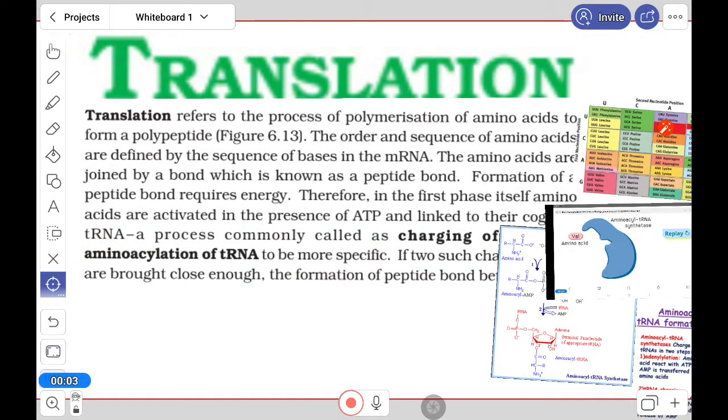Welcome to BioClass. Today we will discuss translation, the last phase of protein synthesis.